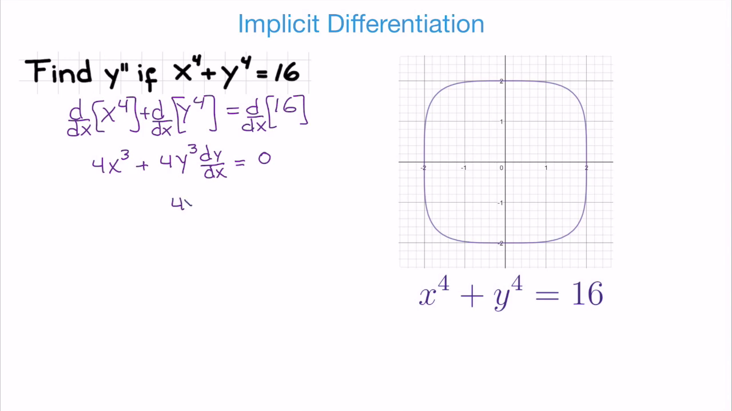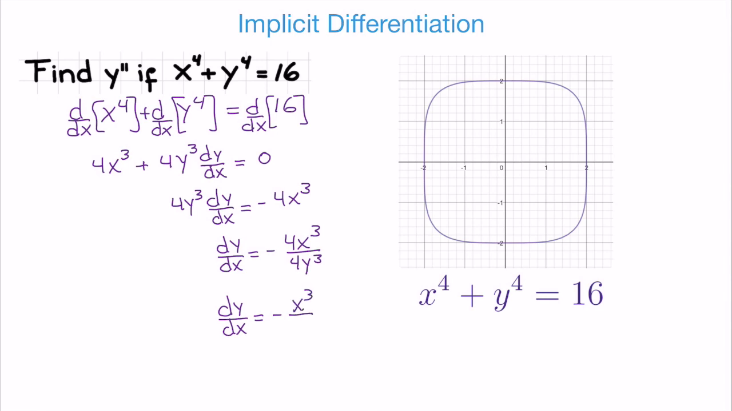So 4y cubed dy/dx equals negative 4x cubed. And then divide both sides by 4y cubed and you get dy/dx equals negative 4x cubed over 4y cubed. Cancel the 4 and we get that dy/dx is negative x cubed over y cubed. And we found the first derivative.